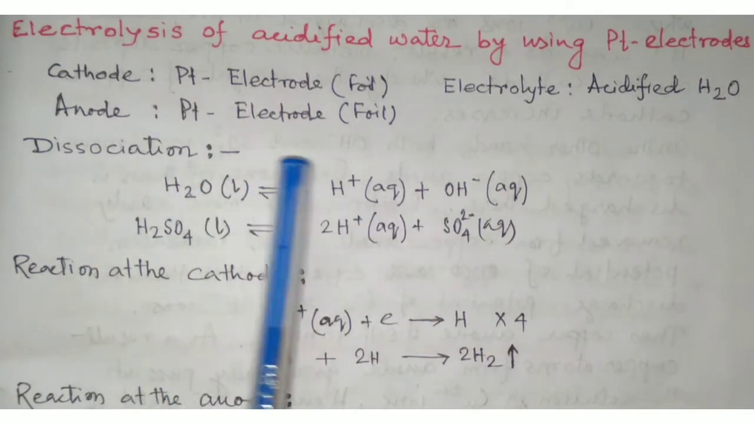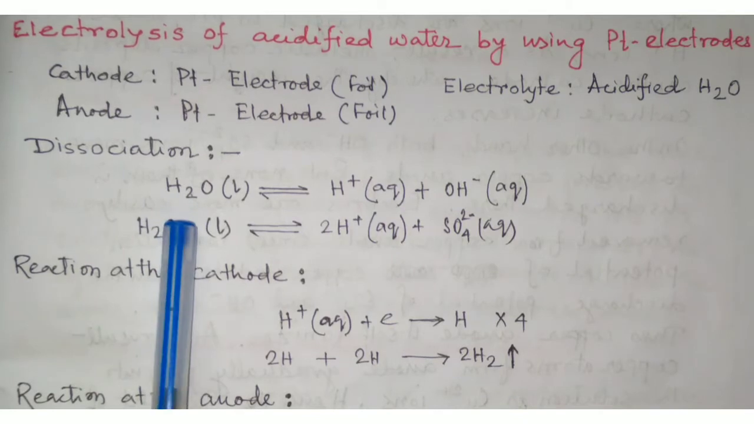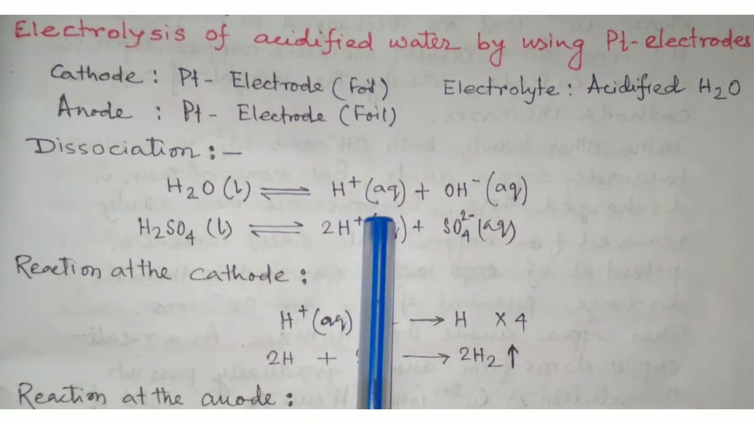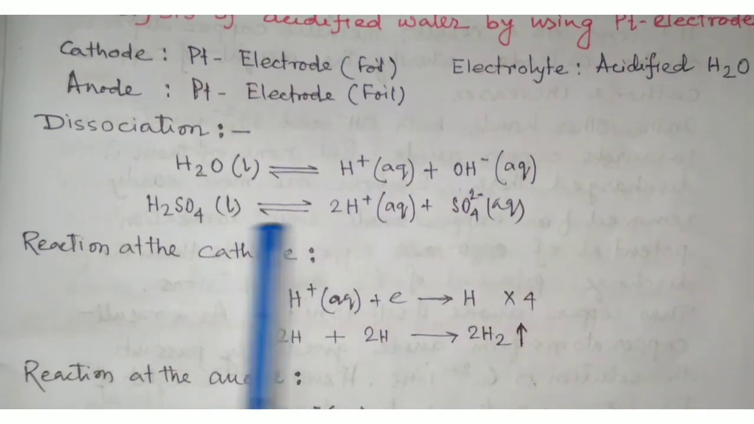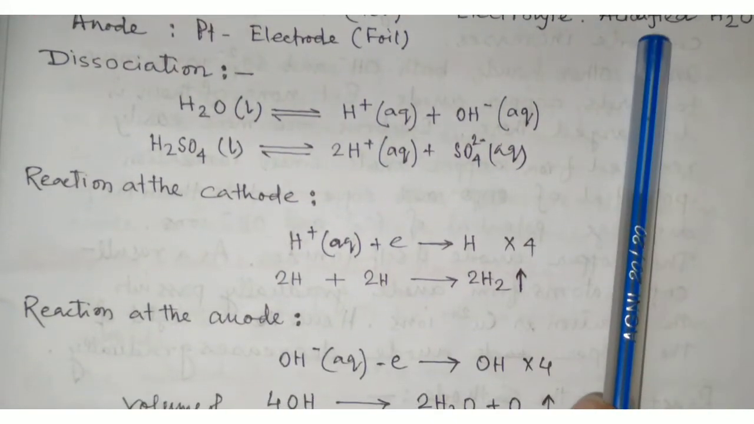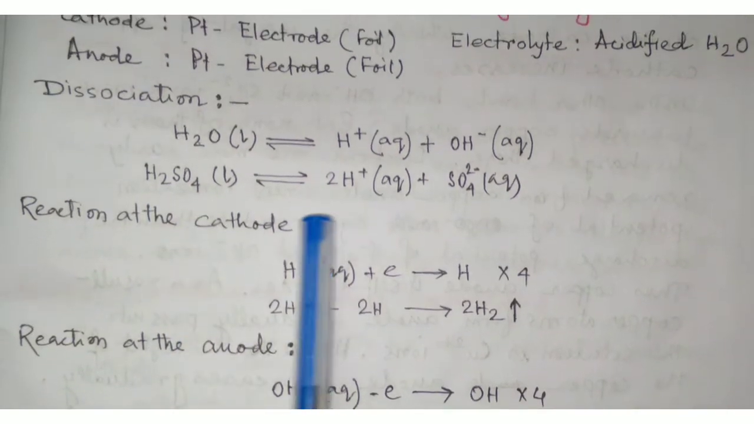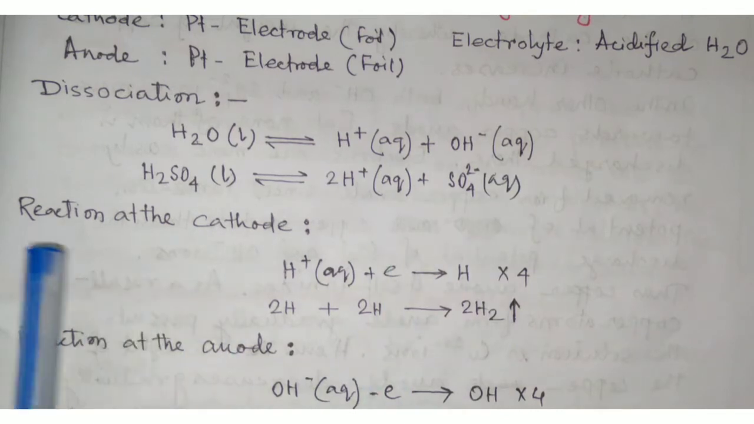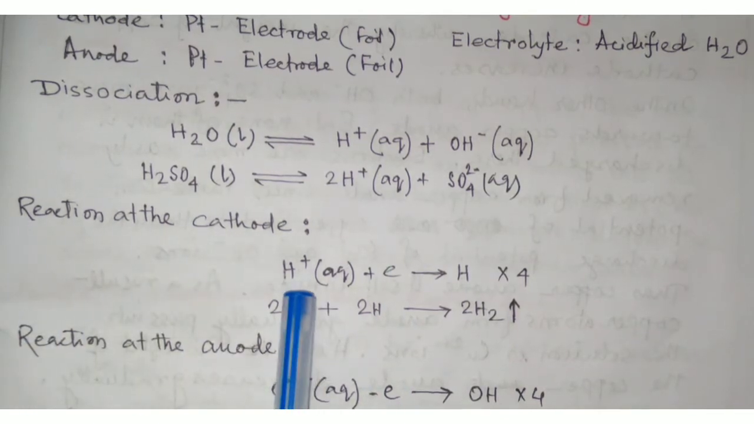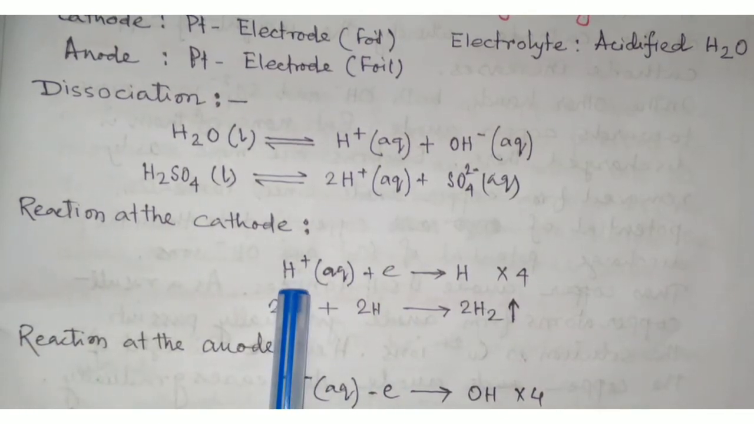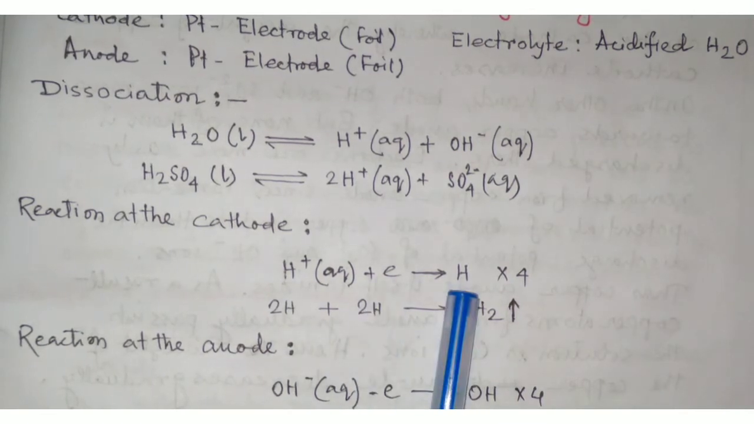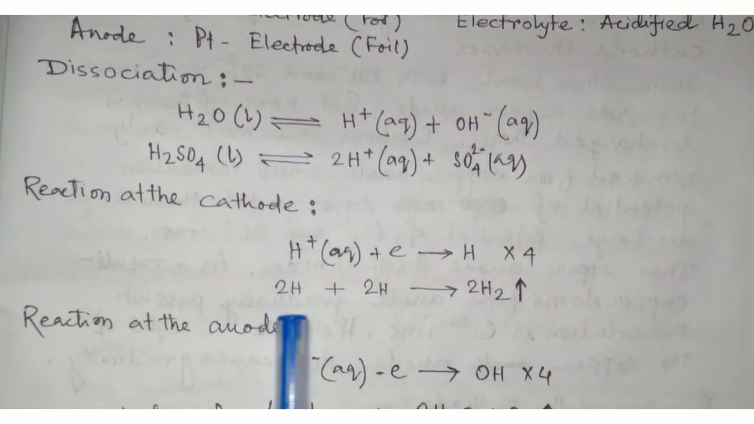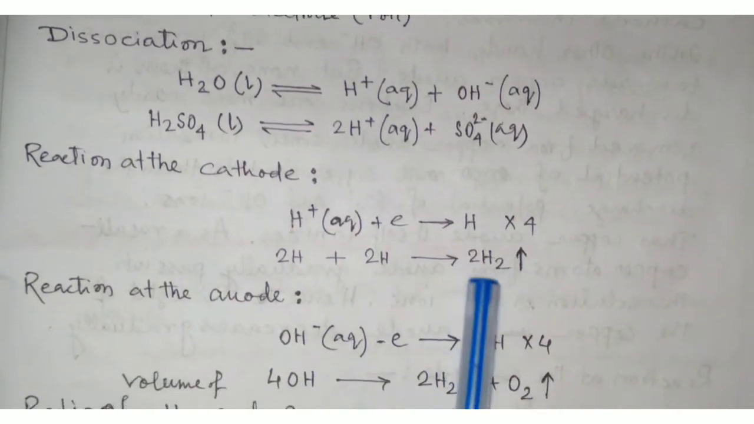Now, what is the dissociation of acidified water? H2O in liquid form dissociates into H+ ion and OH- ion, and here the acid we use is sulfuric acid, and sulfuric acid dissociates into 2H+ plus SO4 2-. Now, the reaction at the cathode: here H+, that is hydrogen ion, takes one electron to make a hydrogen atom. 2 hydrogen atoms are converted to a hydrogen molecule.